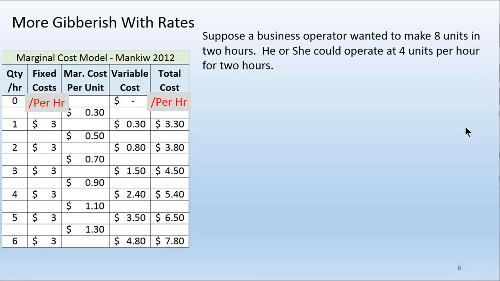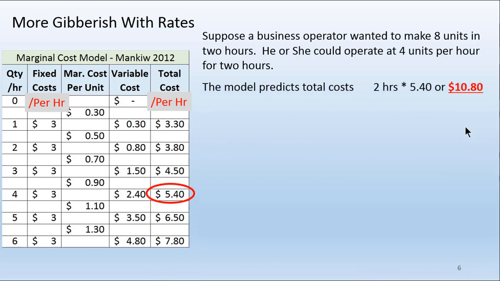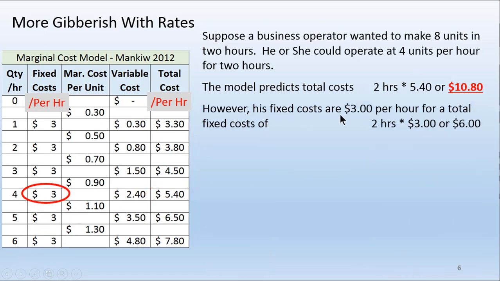And just to explore this a little bit further, suppose a business operator wanted to make 8 units in 2 hours. He or she could operate at 4 units per hour for 2 hours. Simplest way to do it. And the model would predict the cost would be $10.80. You take your $5.40 per hour, multiply by 2 hours, and get $10.80. Okay. However, the fixed costs are $3 per hour. So now my fixed costs aren't 3, but they're 6, because I got 2 hours in there.